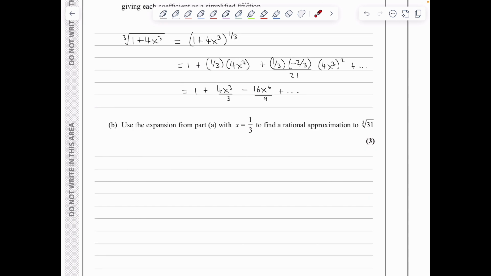In part B, we need to use the expansion we just obtained, substituting x is 1 over 3 to obtain a rational approximation for the cube root of 31. Well, let's start by substituting x is 1 over 3 into the expression we were given. So we've got the third root of 1 plus 4x cubed. I'll be substituting x with 1 over 3. So we're looking at 1 plus 4 times a third raised to the power of 3. And we've got the cube root of this, which gives an answer of the cube root of 31 over 3.